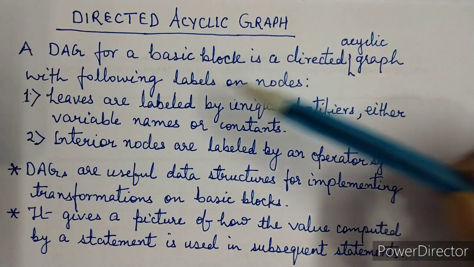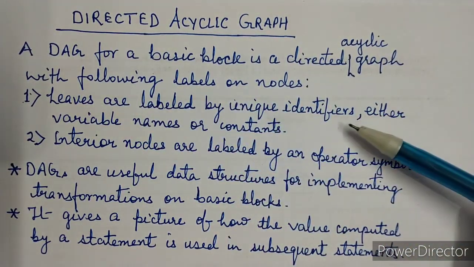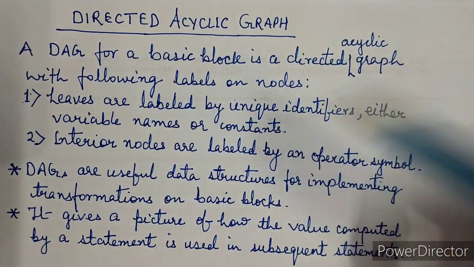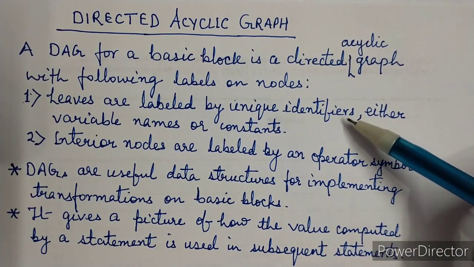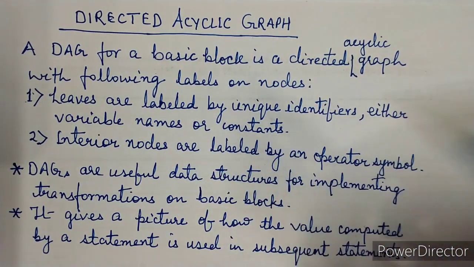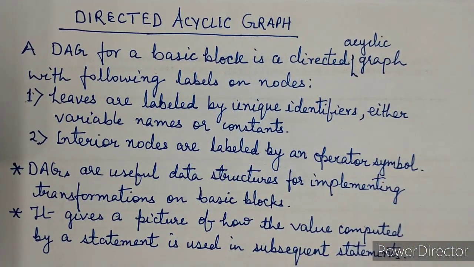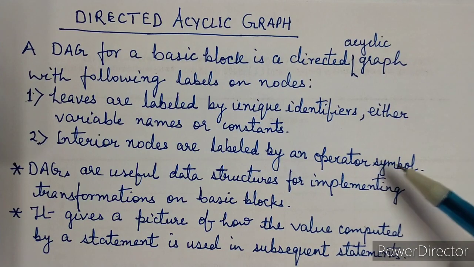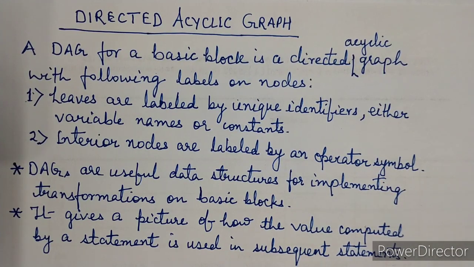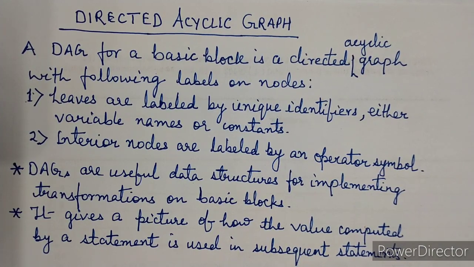How can we label nodes? The leaves are labeled by unique identifiers, either variable names or constants. तो जो लीफ नोड्स हैं दे आर लेबल्ड विद आइडेंटिफायर्स और आइडेंटिफायर्स विल बी वेरिएबल नेम्स और कॉन्स्टेंट्स. तो लीफ नोड्स आर यूज्ड फॉर रिप्रेजेंटिंग वेरिएबल नेम्स और कॉन्स्टेंट्स. इंटीरियर नोड्स आर लेबल्ड बाय एन ऑपरेटर सिंबल. The interior nodes are labeled by an operator symbol that represents the operation. Okay, so these are the two ways of labeling.